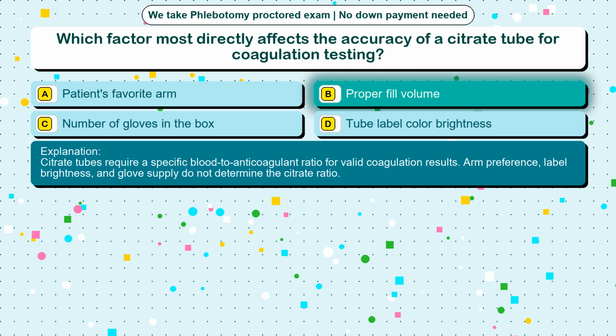Arm preference, label brightness, and glove supply do not determine the citrate ratio.